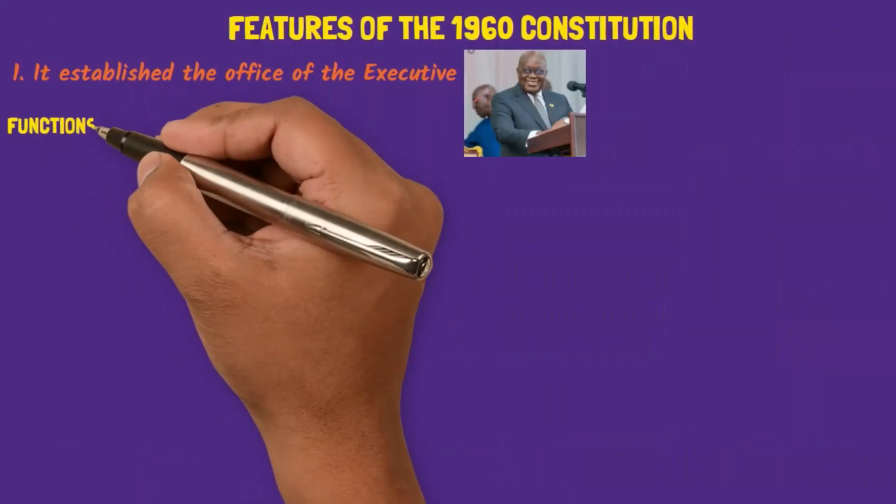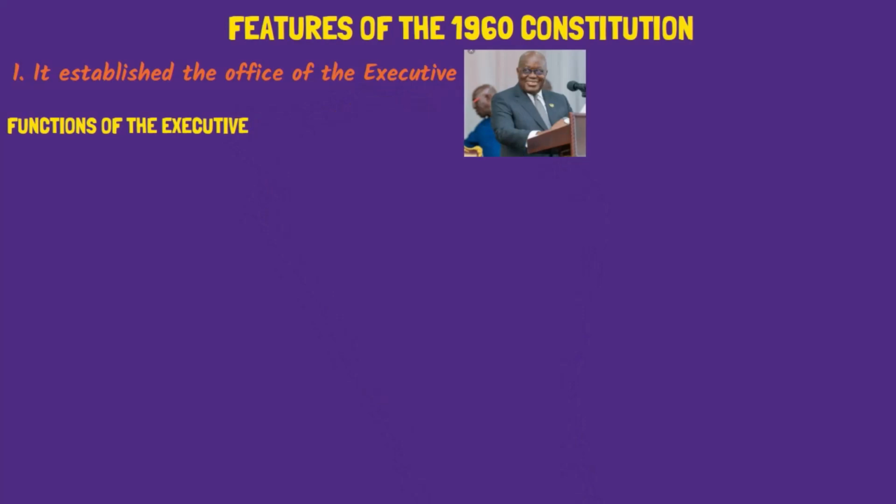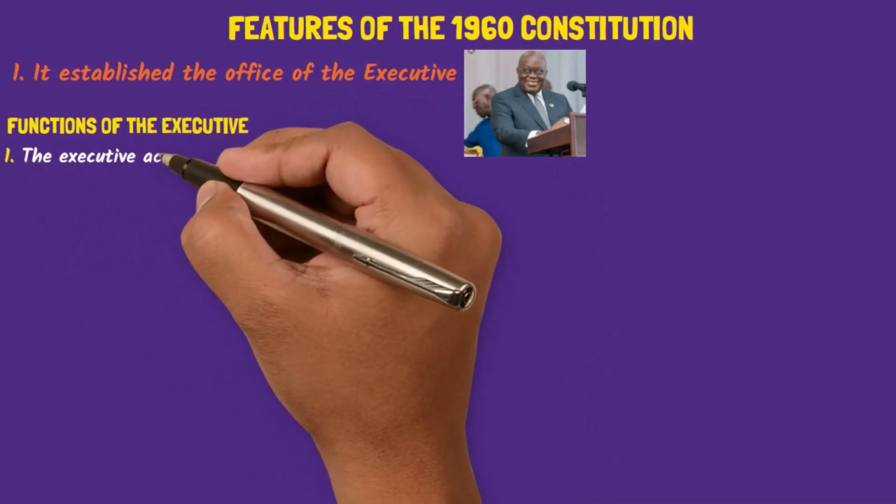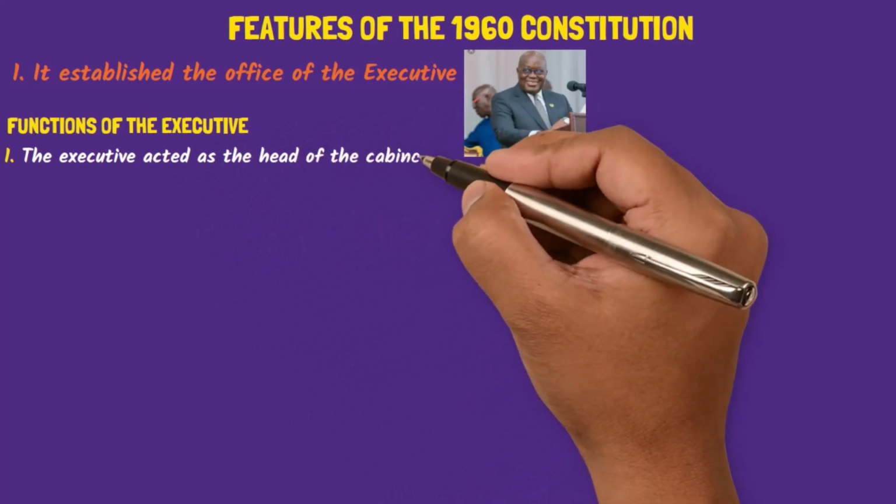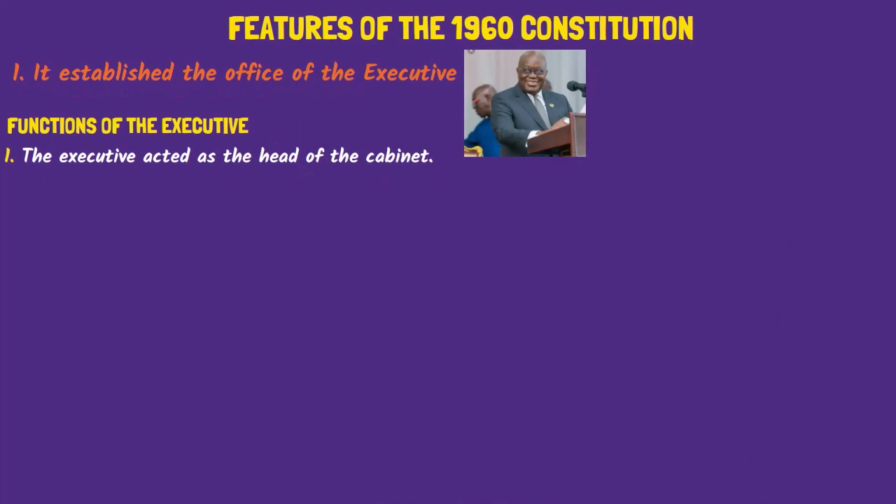One of the functions of the executive or the president under the 1960 Republican Constitution was that he was the head of cabinet, and we will later explain the cabinet. The president was the head and chairman of the 8-member cabinet created by the Constitution, and the function of the cabinet was to assist the president in administering the affairs of the state. The president presided over meetings of the cabinet and was also empowered together with the cabinet to formulate and implement policies and programs for smooth administration of the state. And that is the first function of the president.